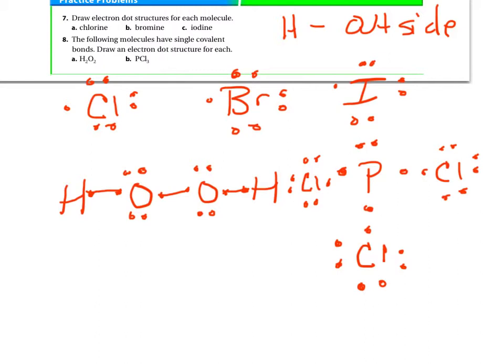Notice once again how symmetrical it is. You've got P in the middle and 3 Cl's on the outside. So this one's going to share, this is going to share, this is going to share, and once again, 2, 4, 6, 8, so he's happy. This phosphorus, 2, 4, 6, 8, he's happy. 2, 4, 6, 8, 2, 4, 6, 8. So they're all happy.